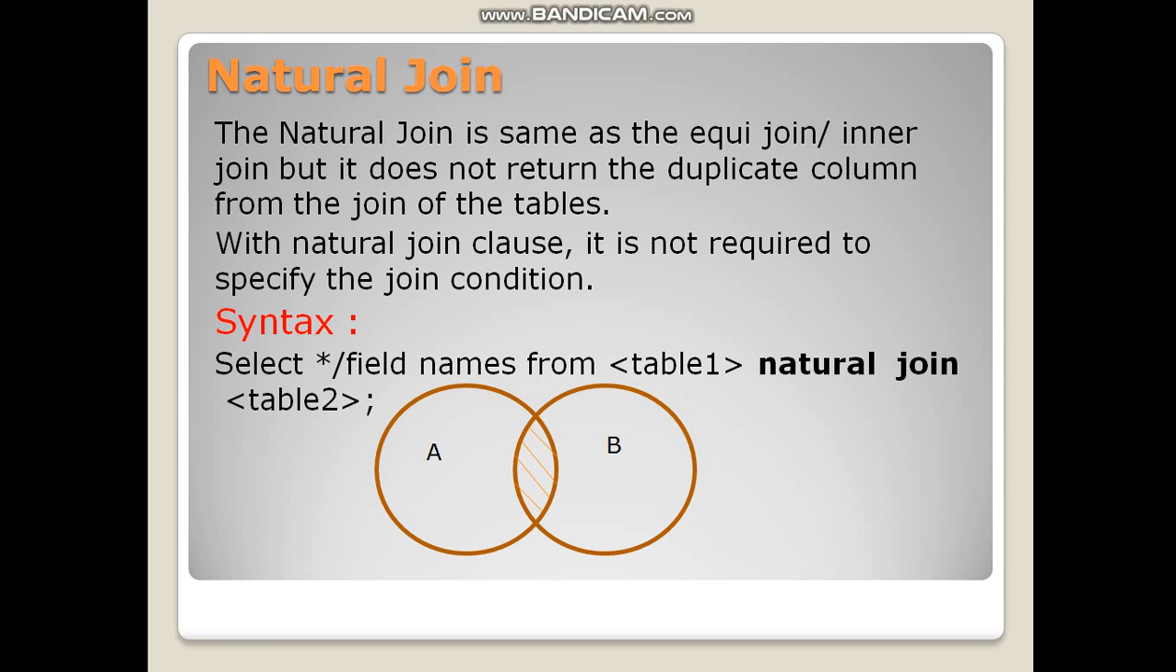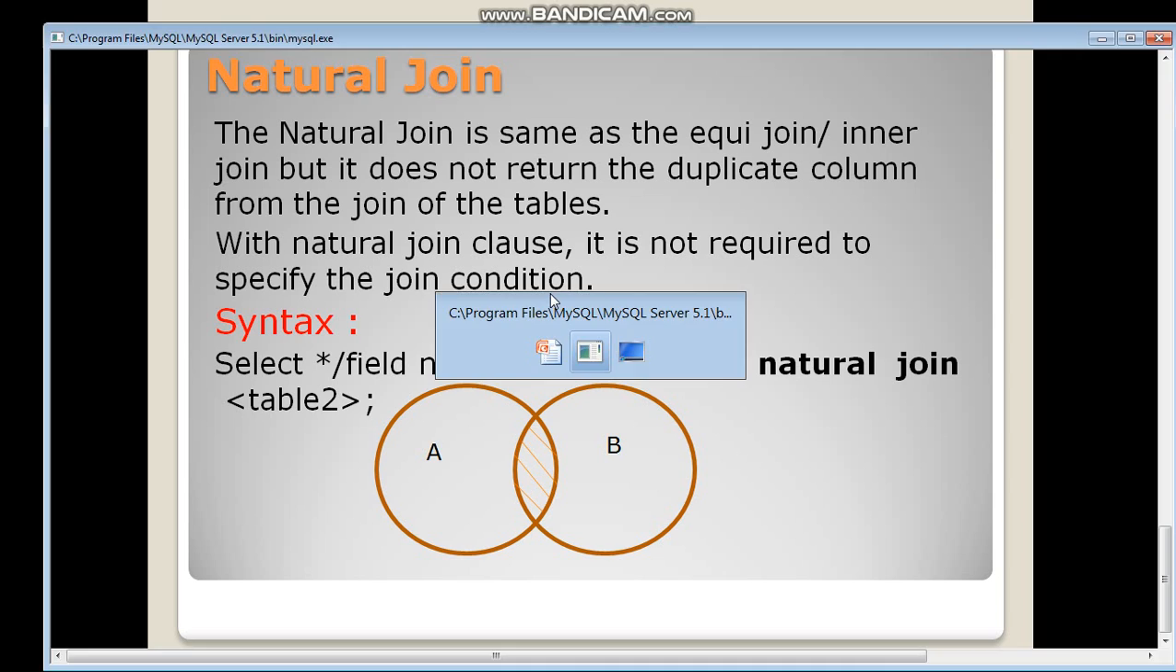One more important thing is that in NaturalJoin it is not required to give the join condition, because NaturalJoin is always based on the EqualJoin or InnerJoin condition, where it will just compare the values of the field of the first table and the field of another table. If both are equal, then only the equal records from both the tables will be displayed, excluding the duplicate records. Okay, so let us try this one.